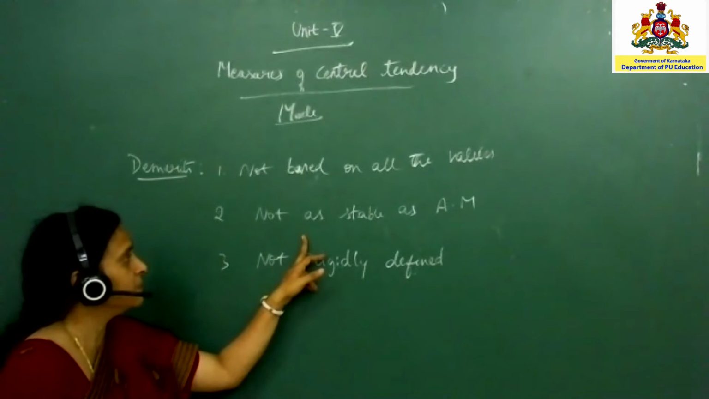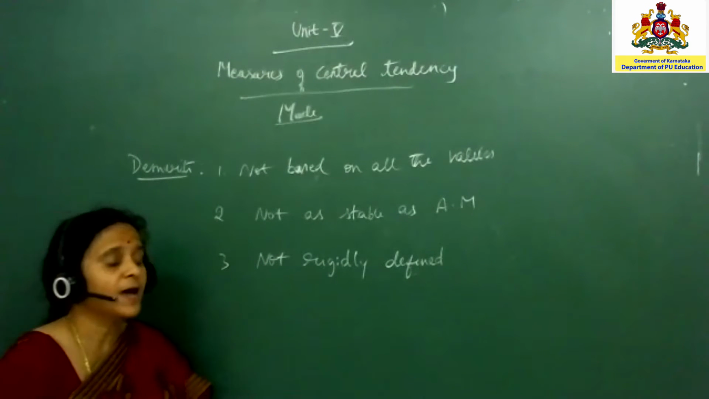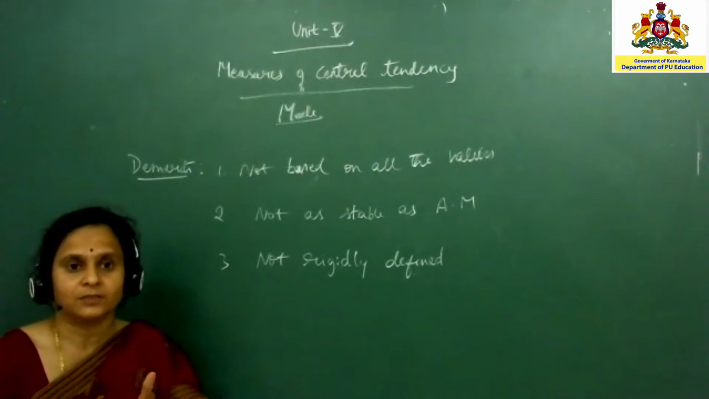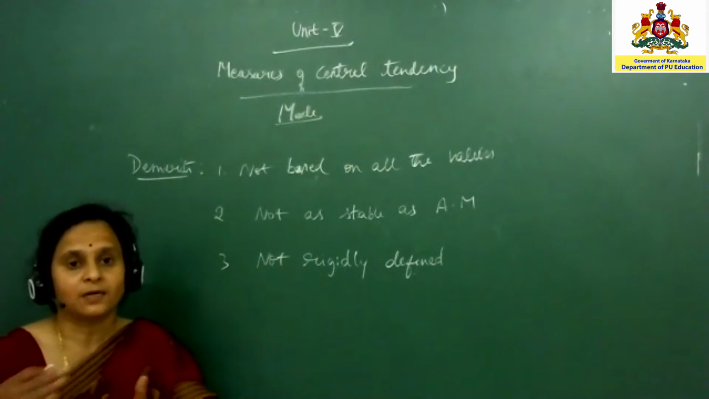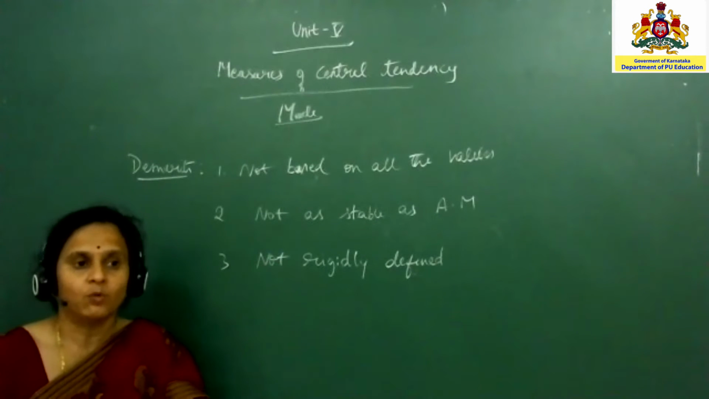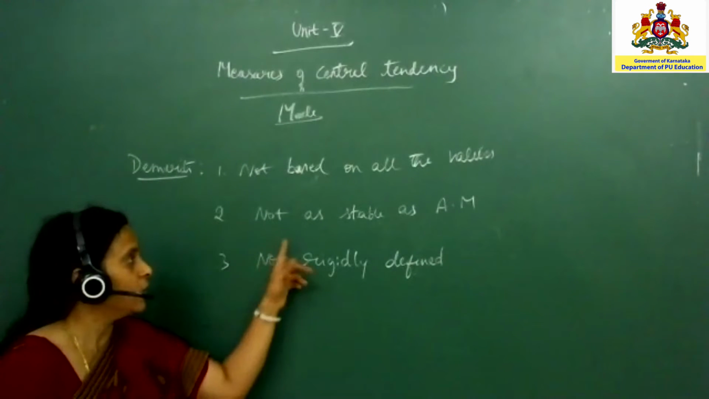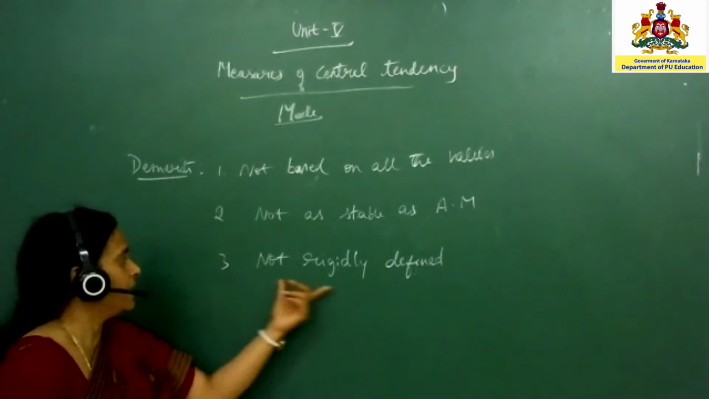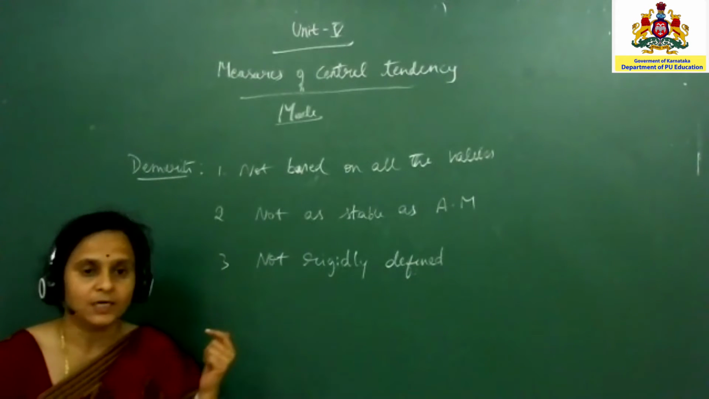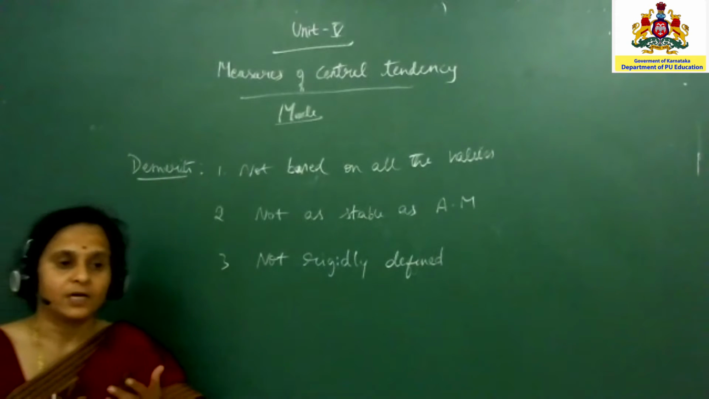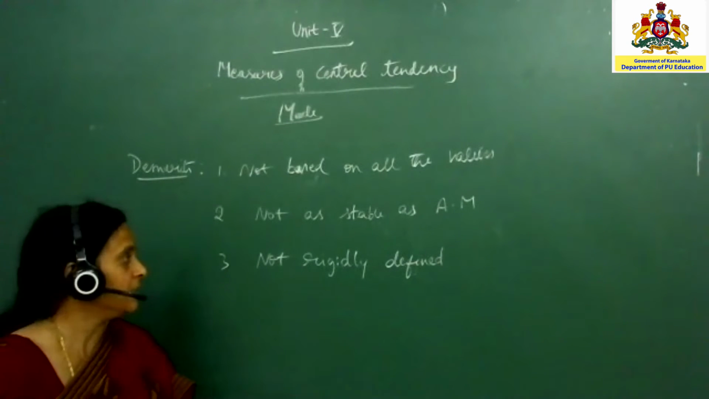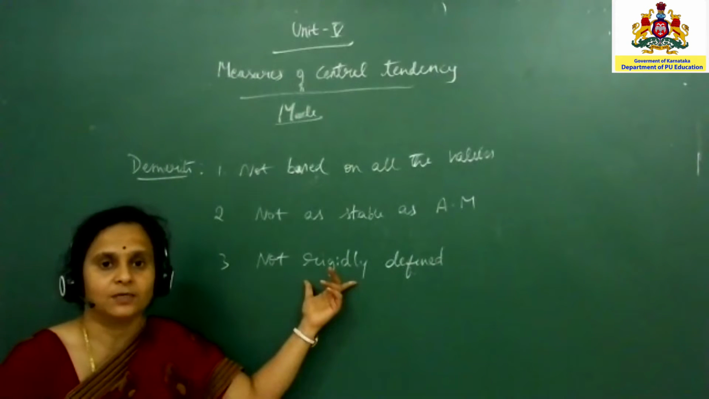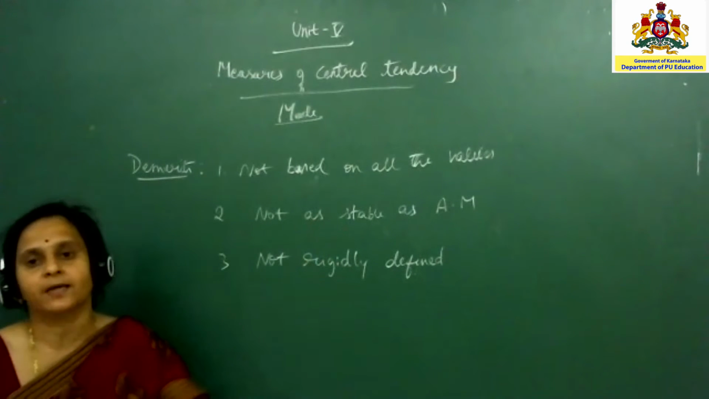One more demerit: it is not as stable as the arithmetic mean, right? If in any one observation the repetition becomes one more than the other numbers, then automatically the mode value changes. So it is not stable. And third point, it is not rigidly defined, because sometimes you get bimodal, trimodal, etc. So we say that it is not well defined. These are some of the demerits of mode.